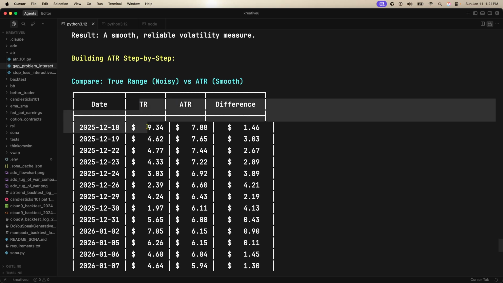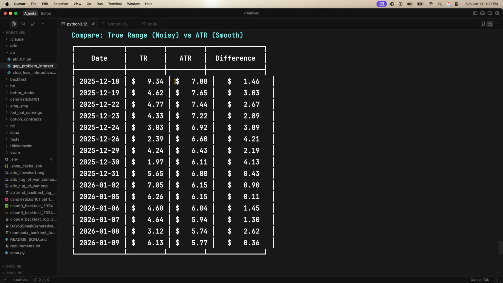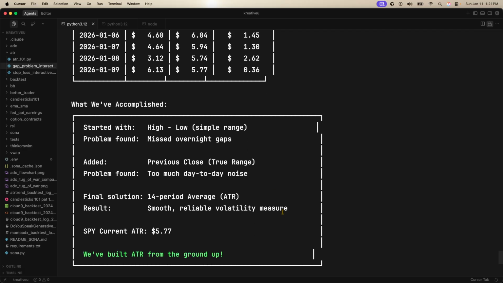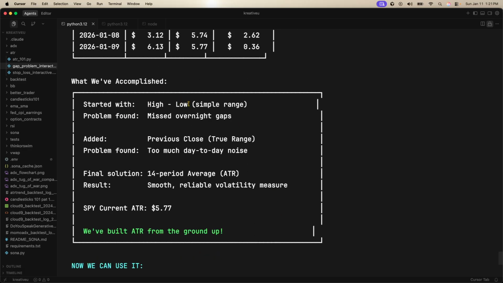So we have the true range versus the ATR, right? So you're seeing here with the ATR, we're actually getting the actual volatility gauge of what's going on in the market. What we've accomplished is that we started with the simple range, just getting the high and the low. But the problem we found was that it missed the overnight gaps, right? Then we added the previous close. Then we got the true range, right? But the problem with that is that there was too much noise from day to day. So in order to get the final solution, we're adding an average of a 14-day period. So now we have the average true range. So you see how we built that out.